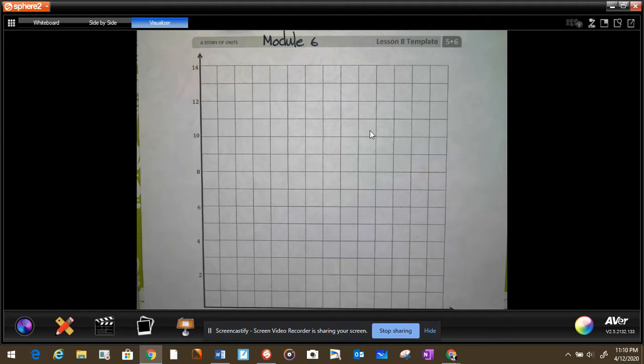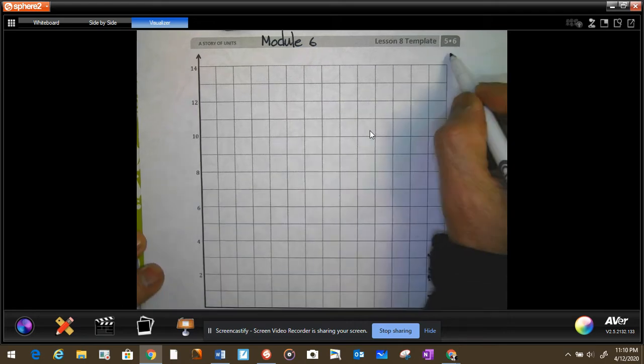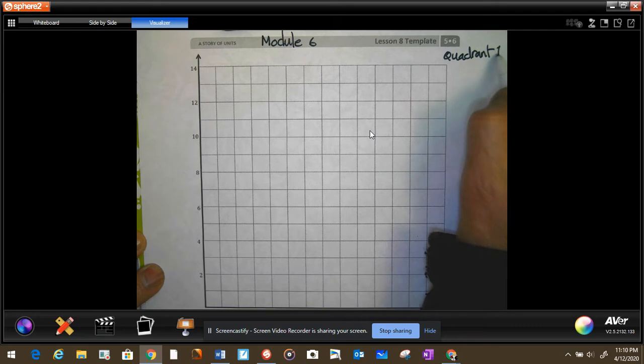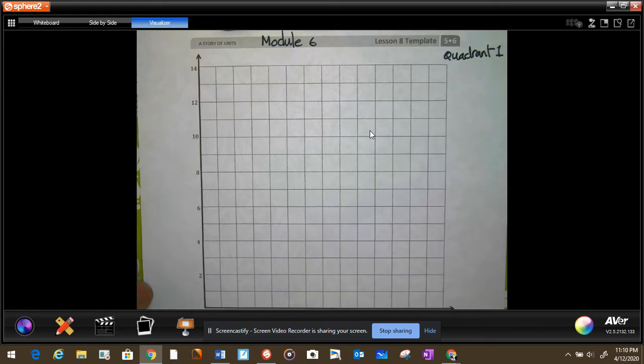And it's going to be very creative. We're going to generate a number pattern from a given rule, and we're going to plot the points. Okay, let's do that. But before I start, this is quadrant number one. There are four quadrants when you're working with coordinate pairs and with planes.